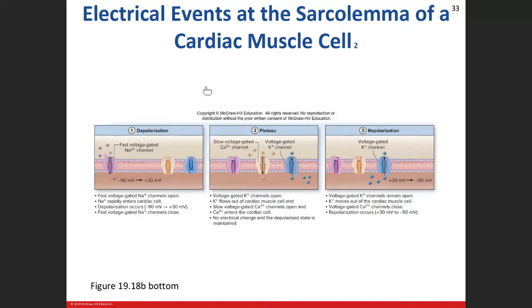But then eventually this channel will close. And when that happens, we no longer have a positive ion entering into the cell, but we have one leaving the cell. So as that positive ion is leaving the inside of the cell, it's taking its positive charge with it, making the inside of the cell more negative. Hence, that's the definition of repolarization. Depolarization is making the inside of the cell more positive, and repolarization is making the inside of the cell more negative. So that's what we're seeing here.